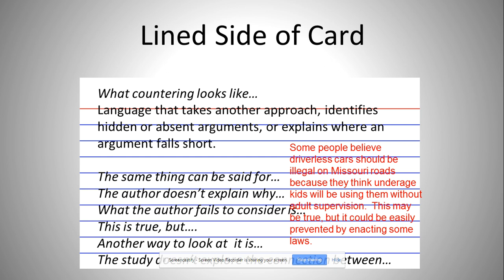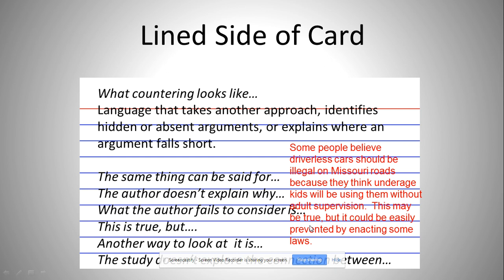The next thing that I need to do, which I left out here, is provide a piece of evidence that would support this. And I could say in the article, Driverless Cars Still Not Flying from USA Today, it states that, and I could quote a text that shows that some people are concerned because underage kids will be driving them.